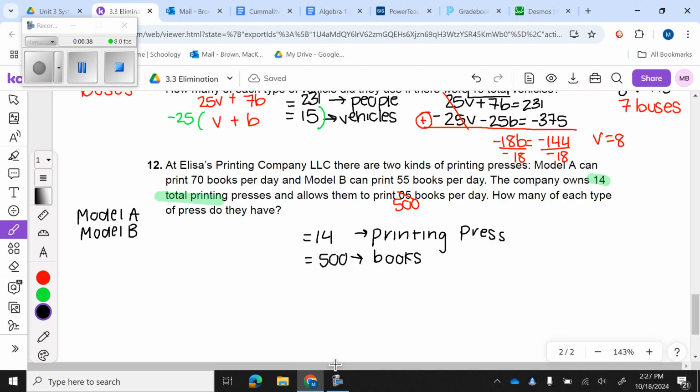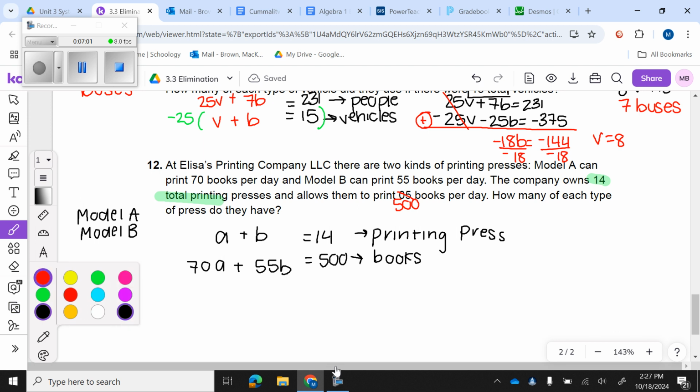When I come in here to write this, I know that however many of Model A I have, plus however many of Model B I have, should give me 14 total presses. Model A prints 70 books per day, so that's going to be 70A, plus Model B is 55B, equals 500.